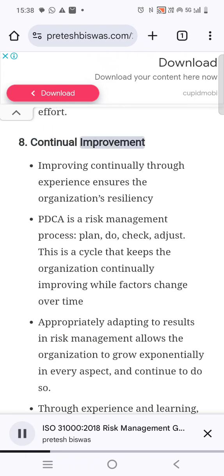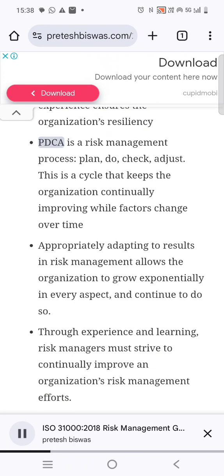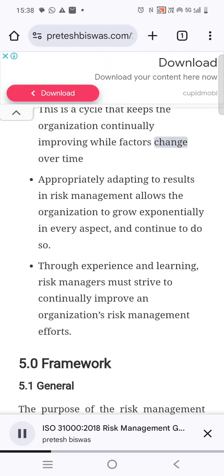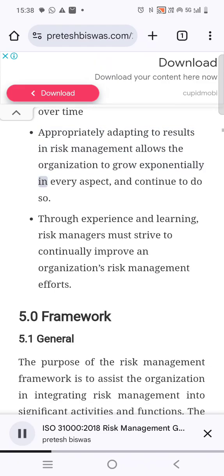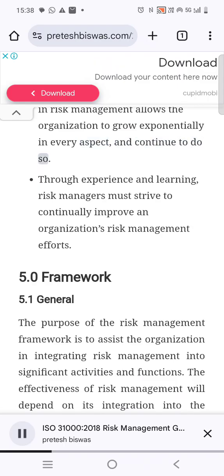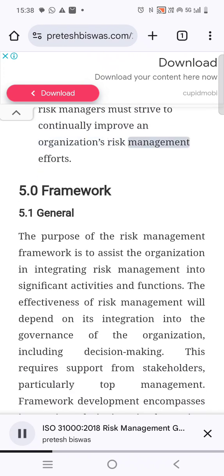8. Continual improvement. Improving continually through experience ensures the organization's resiliency. PDCA is a risk management process: plan, do, check, adjust. This is a cycle that keeps the organization continually improving while factors change over time. Appropriately adapting to results in risk management allows the organization to grow exponentially in every aspect, and continue to do so. Through experience and learning, risk managers must strive to continually improve an organization's risk management efforts.